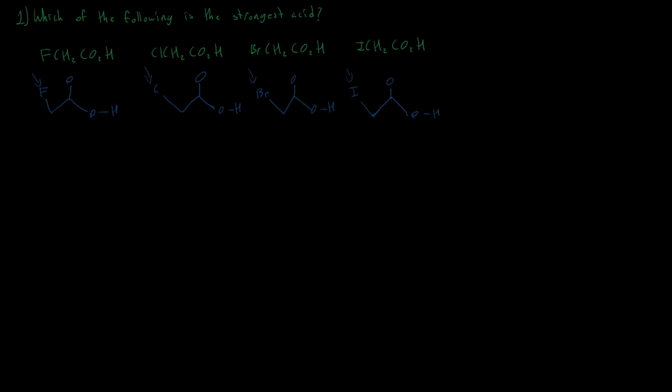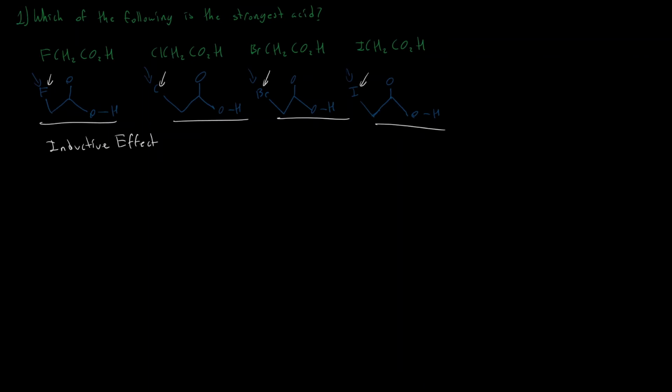Our first question asks, which of the following is the strongest acid? So we have fairly identical compounds with one minor change. The only change is the halogen group. Now, since the halogen group is a distant group and it is an electron withdrawing group, the first thing we should think about is the inductive effect. In organic chemistry, most of the time when we have an electron withdrawing group, it's most likely going to be a halogen because that's what we use most of the time.